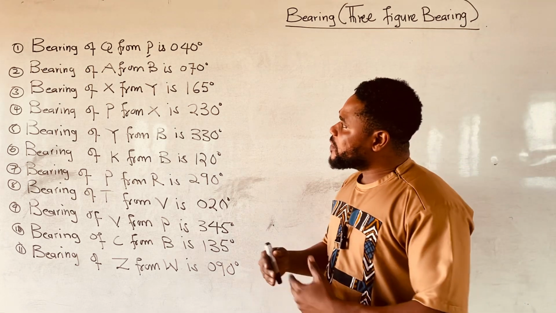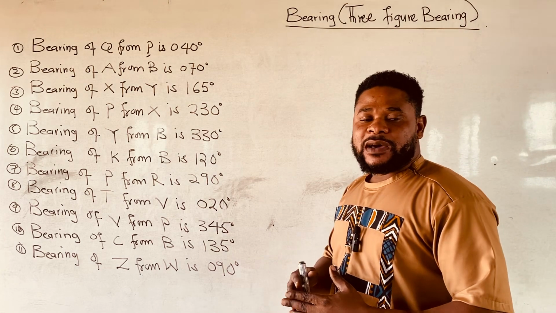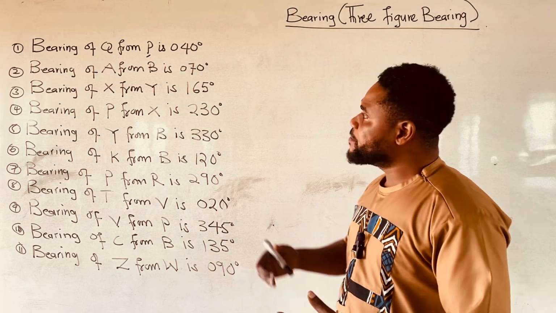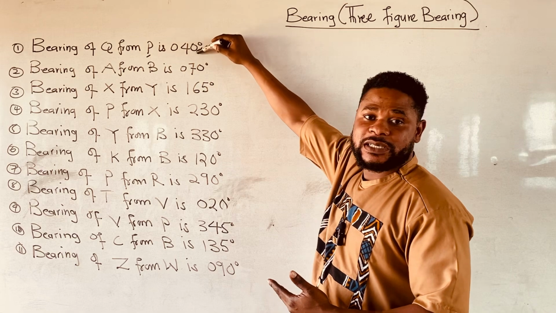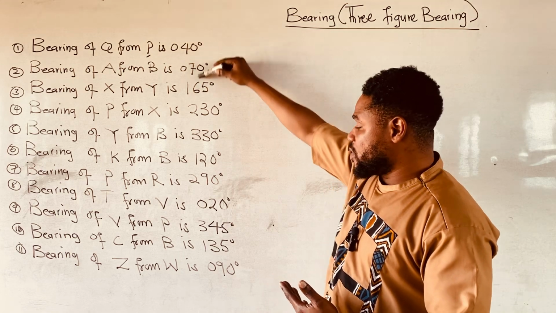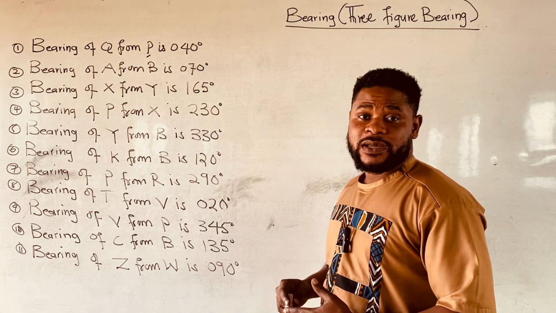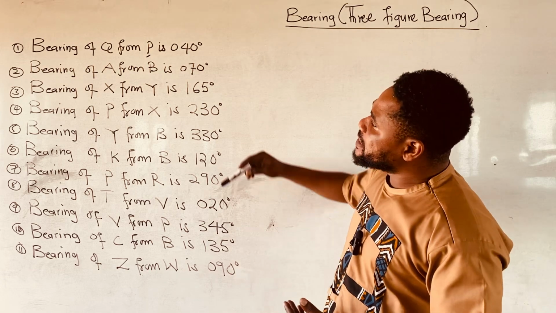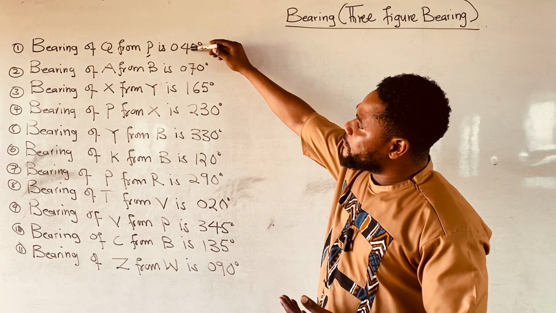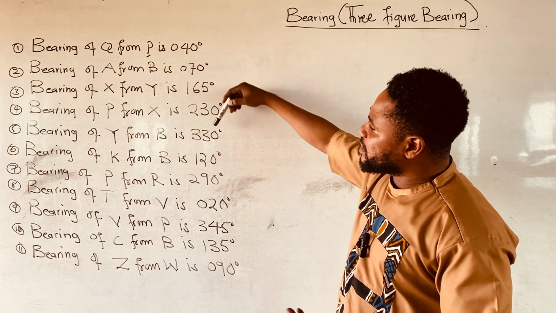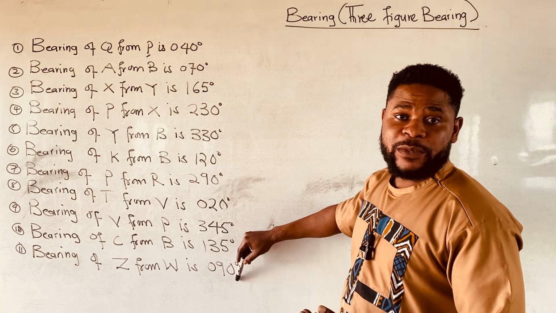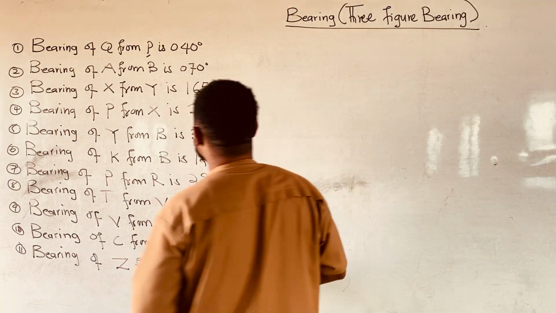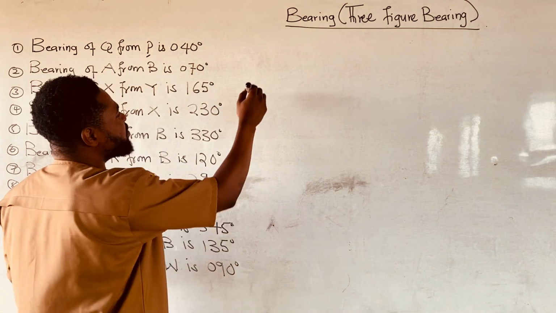Now we call it three-figure bearing because our numbers are in 3 digits, which means if we have 40 degrees, we say 040 degrees. And we can see that all the numbers here are in what? 3 digits. Now, I'm going to take questions 1 up to 5, so that you try from question 6 to question what? 11.